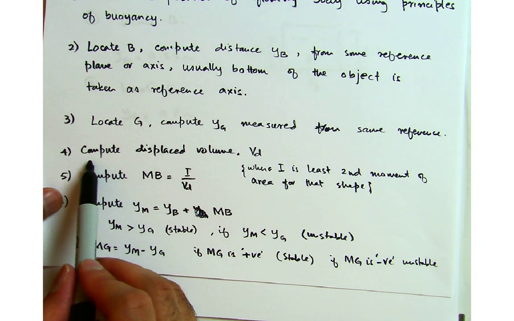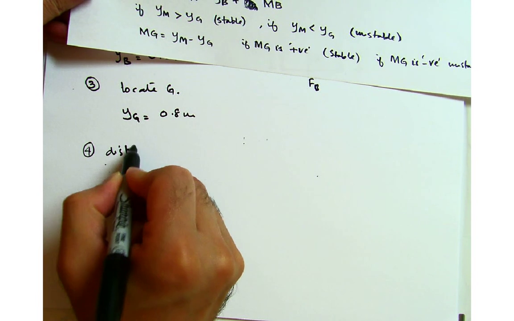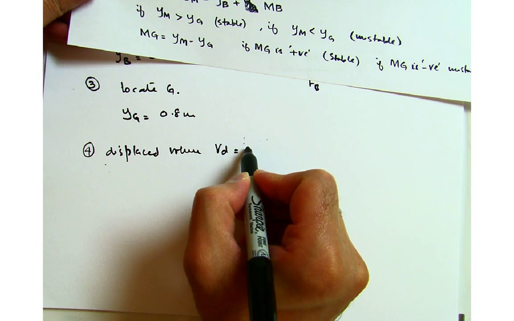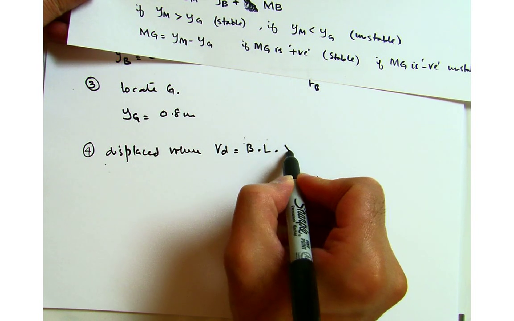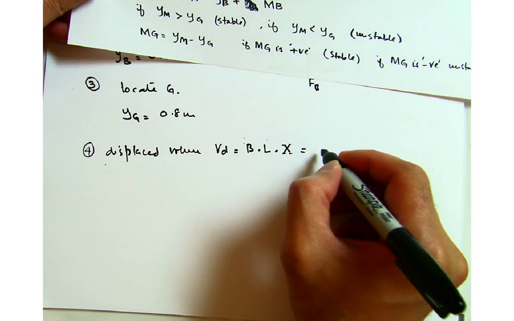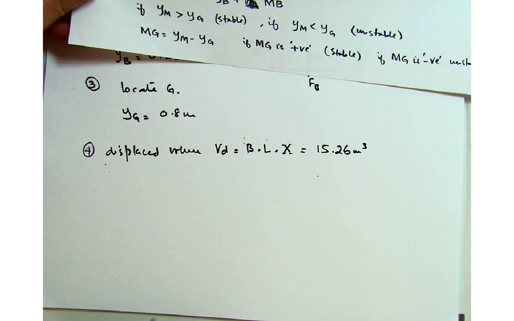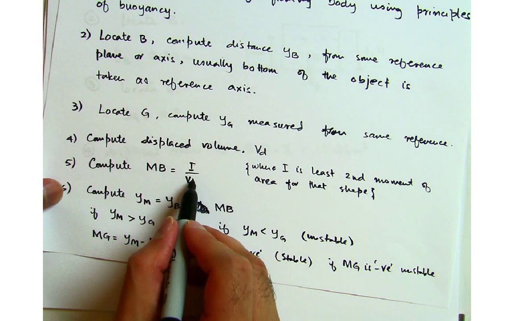The fourth is compute the displaced volume. So the displaced volume VD, which in this case is breadth times the length times the distance x, the floating object. So all of this put together gives me 15.26 cubic meter. Alright, so after this we're going to compute this MB, which is I over VD.